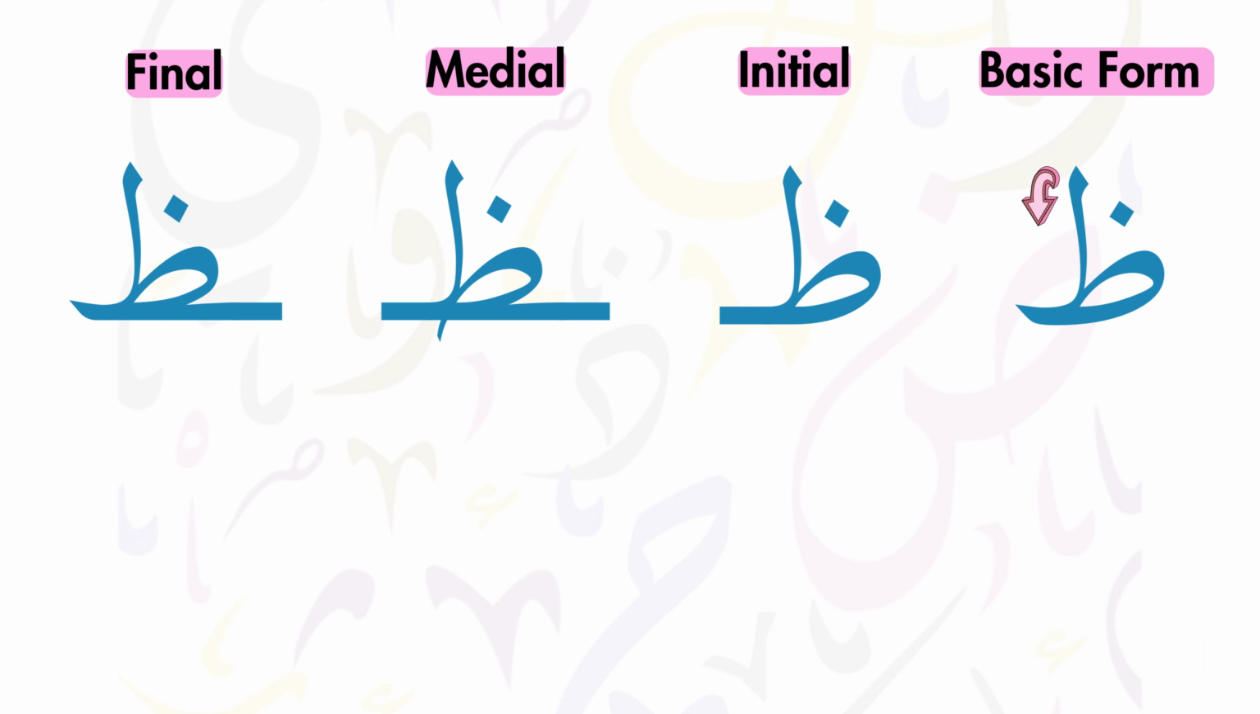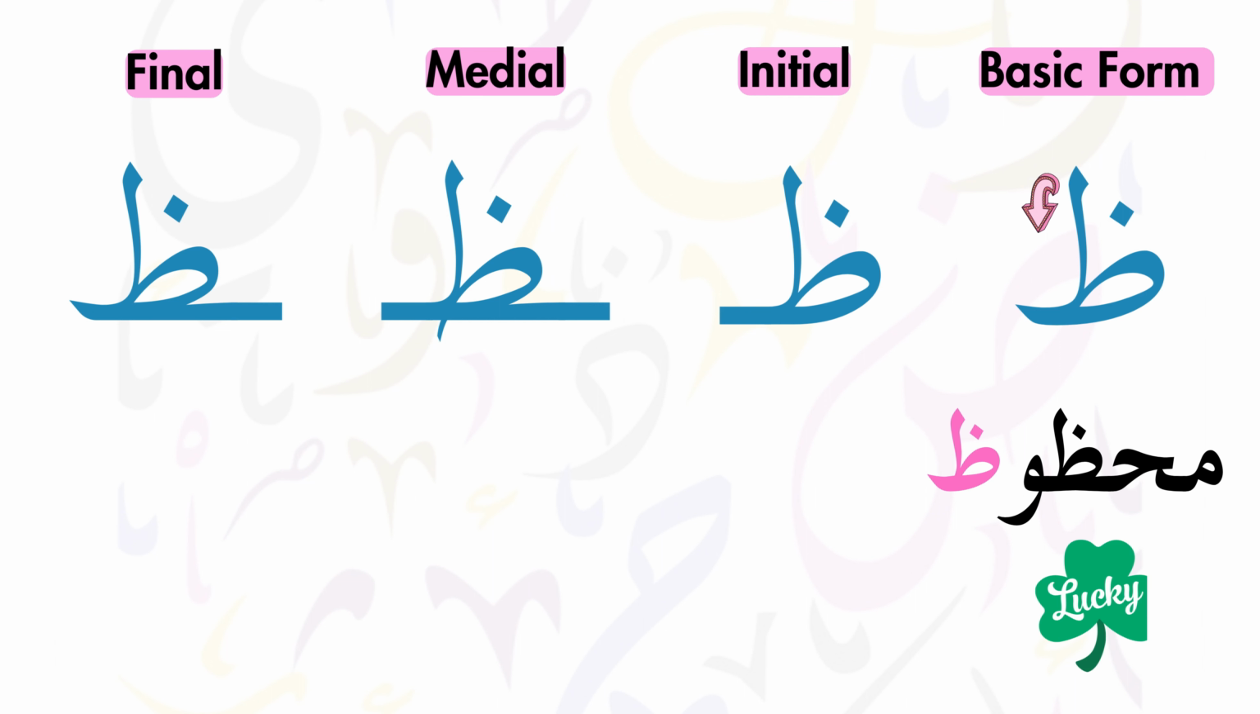The basic form, which has no hands or it's not connected to any letters, like in the word محظوظ, which means lucky. Then I have the initial Dhah, which is starting the word and has one hand from the left, like the word ظفر, which means nail.